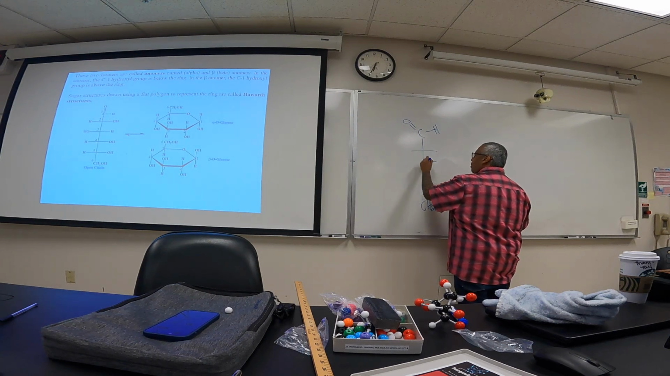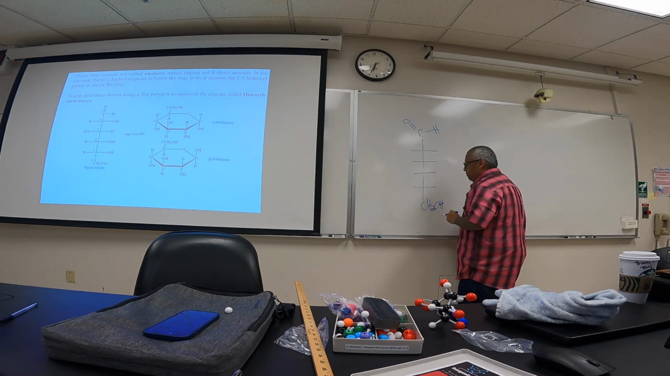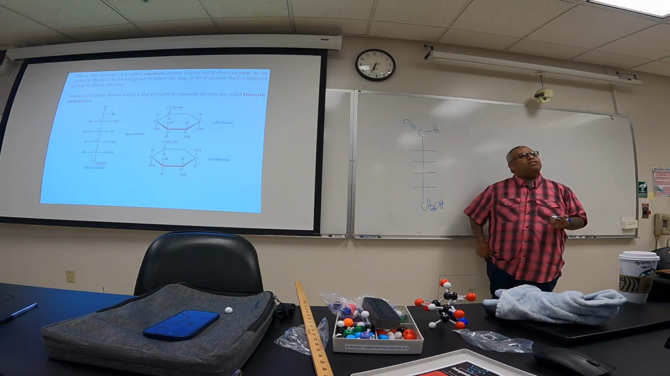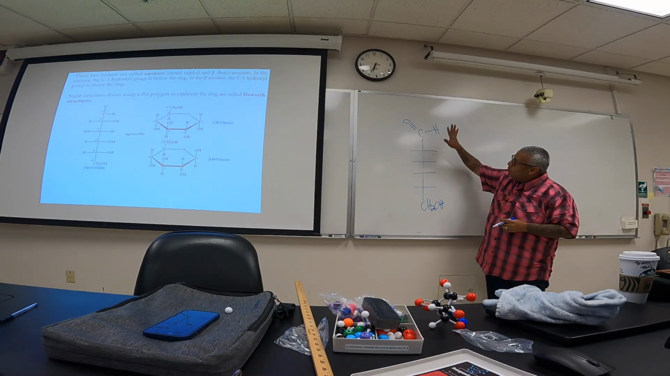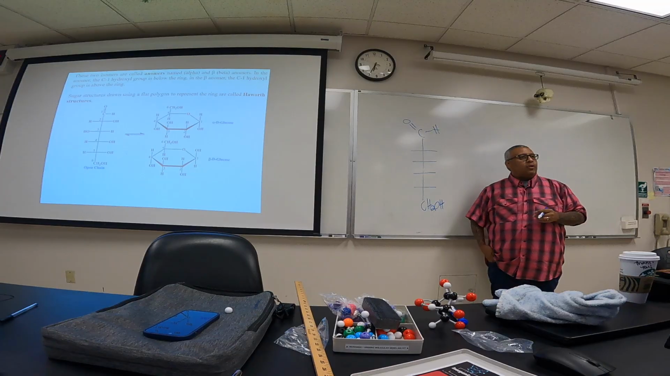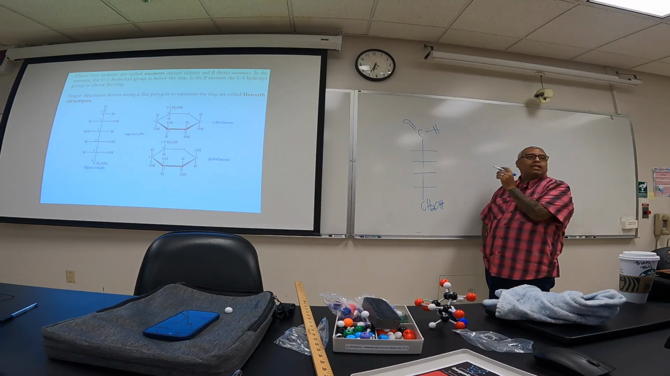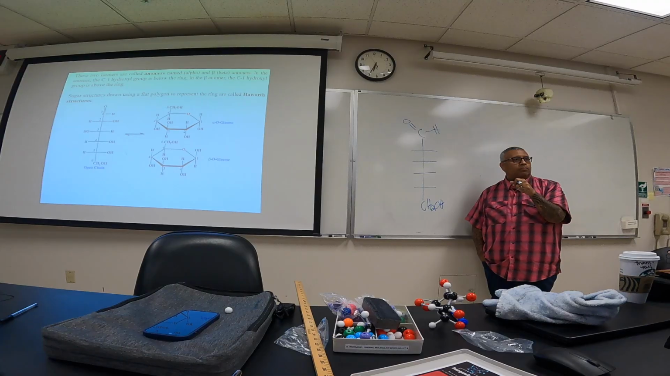One, 2, 3, 4, 5, 6. And the last one is always just CH2OH. So we memorize this structure here. If you can memorize this structure, how to draw it, the next step to make it glucose isn't too difficult.